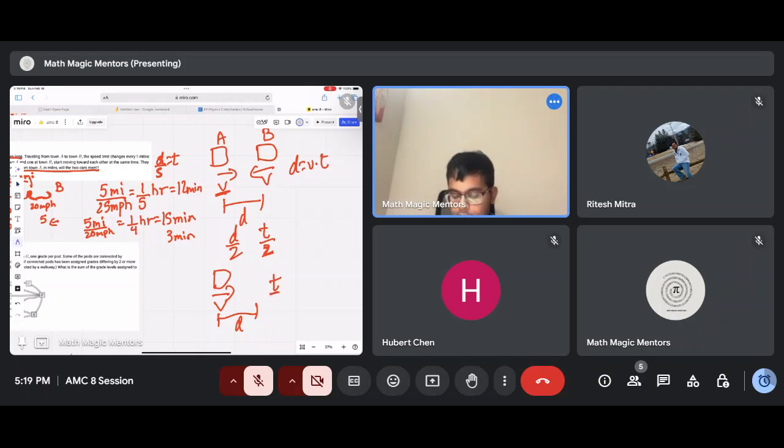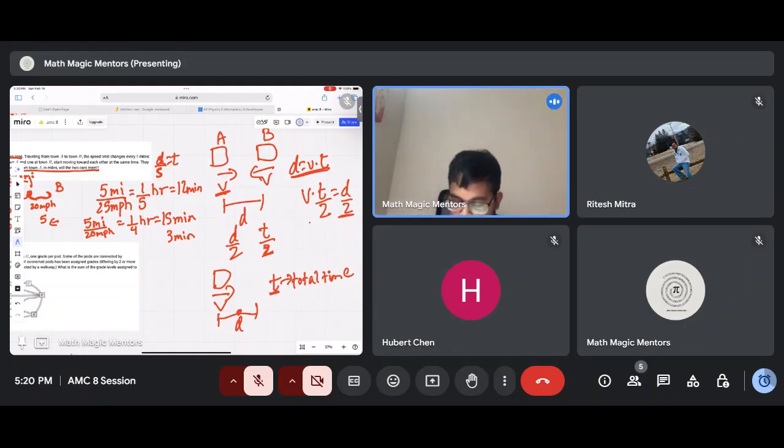But let's say at time T over two, let's see the distance that A travels. At time T over two, the distance that A is traveling will be D over 2, right? Because VT over 2, we already established that D equals VT. That's total time, and that's the total distance. So at time T over 2, A is going to be a distance of D over 2 along its journey.